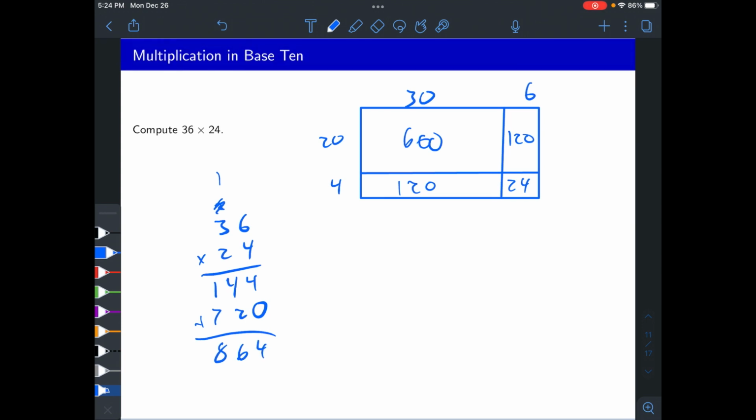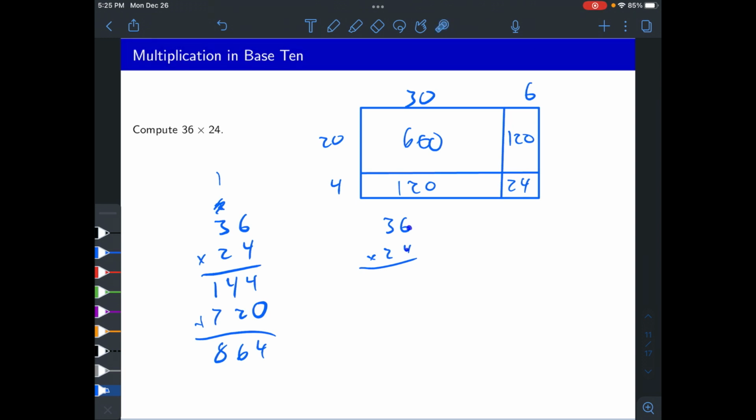There's not any carrying to do with the addition, but if we had, say, a 4 and a 9, then we would obviously have to carry a 1 when we add all this up. There's another way of doing this that more closely mimics what's going on up here.